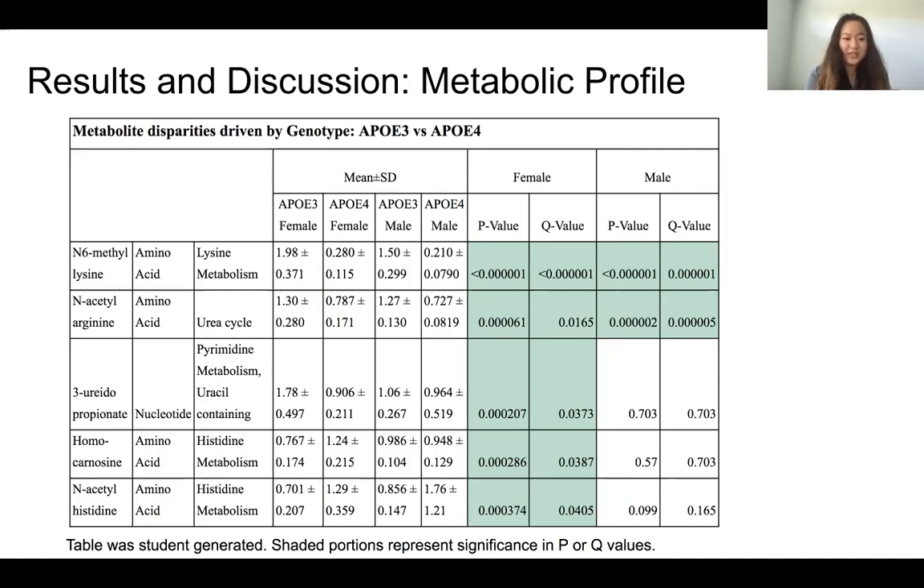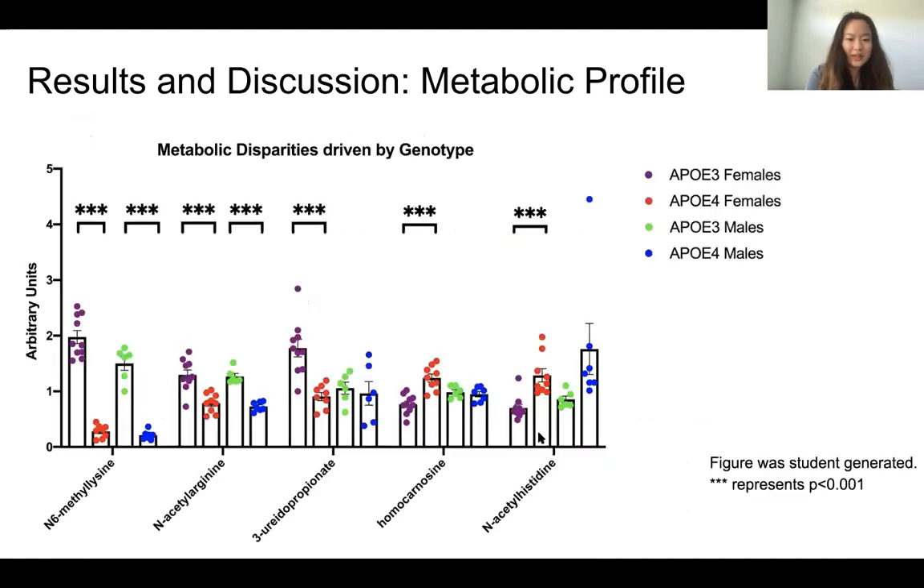And so something else that is really interesting is this N-acetylarginine. I'll do this in the graphic. What we see here is that there are higher levels of N-acetylarginine in females who are ApoE3 compared to ApoE4. And there are also higher levels in ApoE3 males compared to ApoE4 males. Acetylarginine has a lot to do with oxidative stress. It is a marker that is a byproduct of oxidative stress.